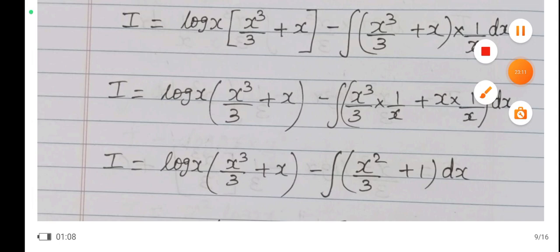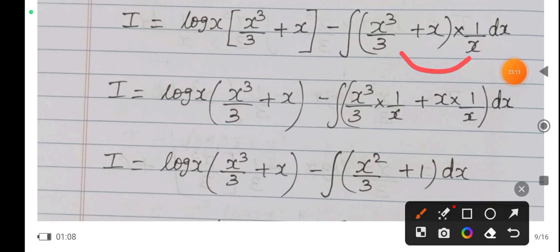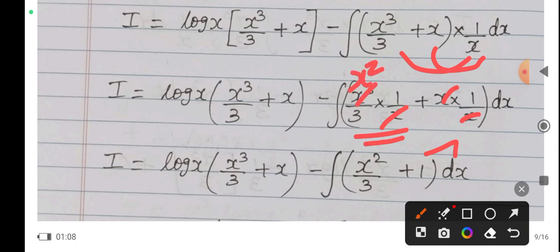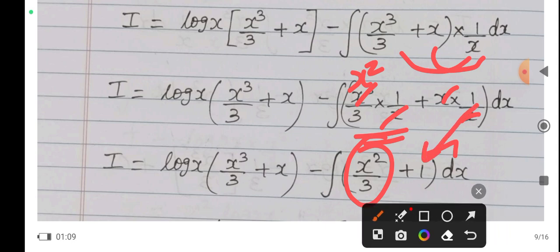We are going to multiply the 1 by x each. X cube by 3 into 1 by x, then plus x into 1 by x. This x and x gets cancelled, 1, and this x and x cube gets cancelled, x square. Clear? Check. So minus integral x square by 3 plus 1 into dx.